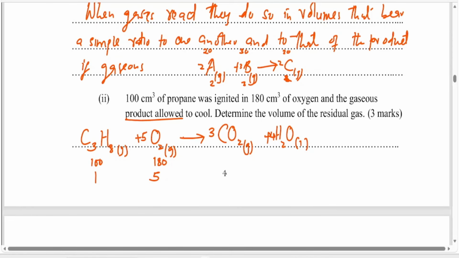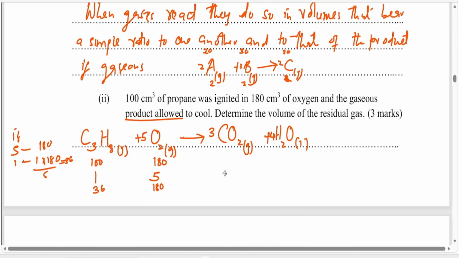So in this case, I'll ask myself, if 5 moles of oxygen requires 180, what about 1 mole? 1 mole will require how much? So it's 1 times 180 divided by 5, and this gives me 36. So I only need 36 for 1 mole. So I need 36 cubic centimeters to react with 180. So oxygen here is now the limiting factor. It is 180, so no excess.